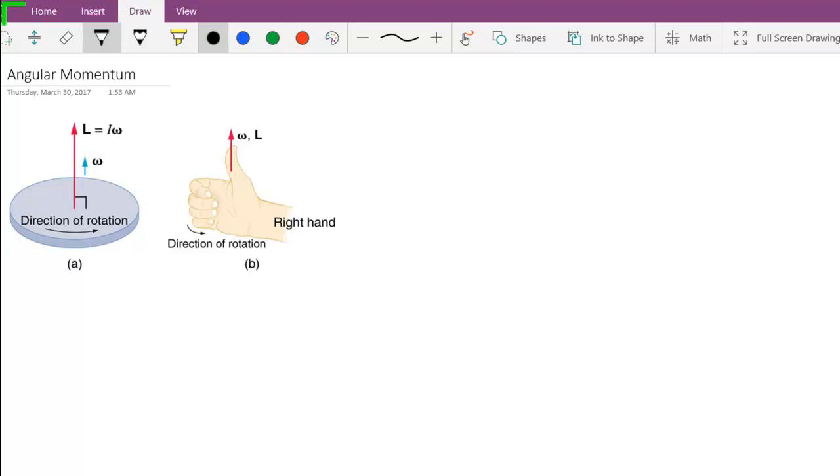In this video, we're going to define angular momentum and talk about some of its properties. So angular momentum, which is symbolized by an L, is defined as the rotational inertia times the angular velocity. So L is equal to I omega. And actually, both of these are vector quantities. So angular momentum is a vector as well as rotational velocity.